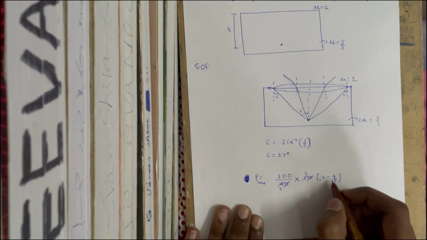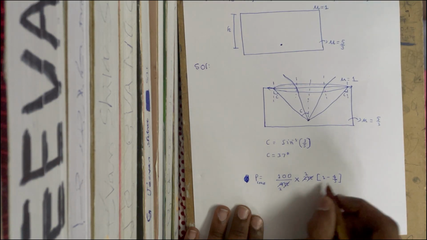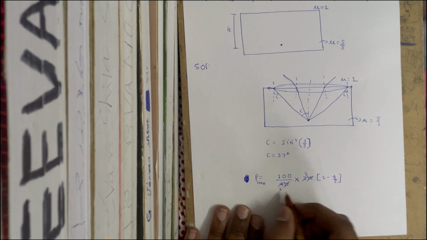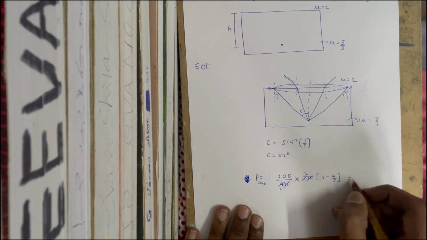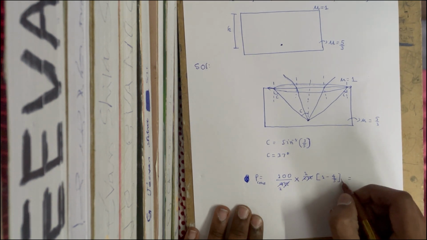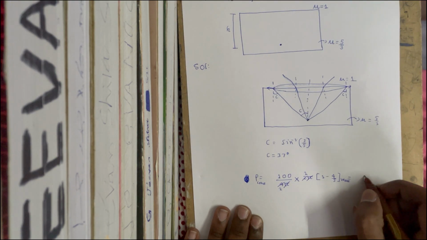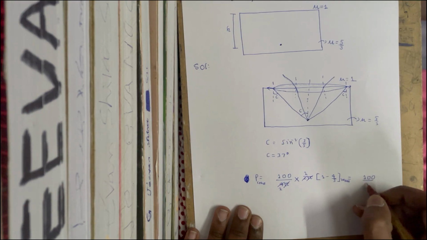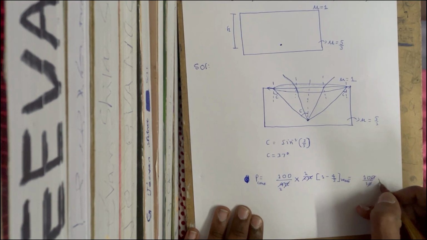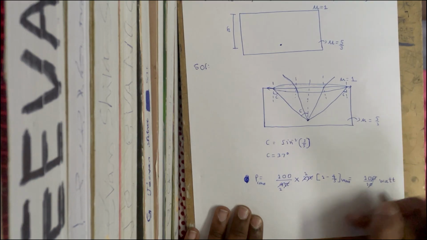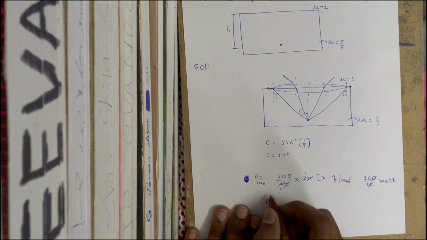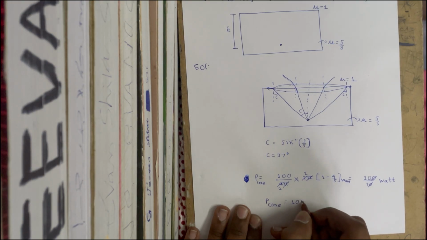And this was 1 by 5. 1 by 5 times 1 by 2 is 1 by 10. So this would become 100 divided by 10 watts. So power through this cone surface was 10 watts.